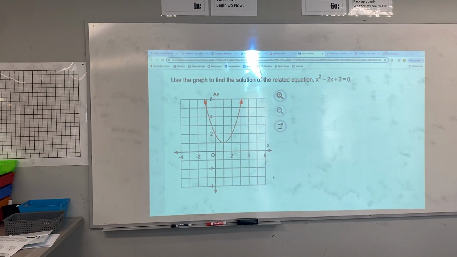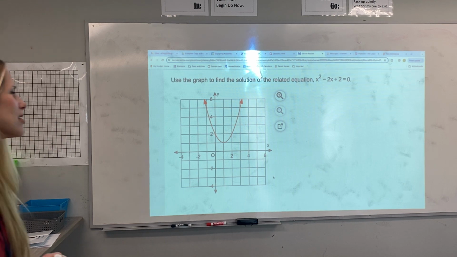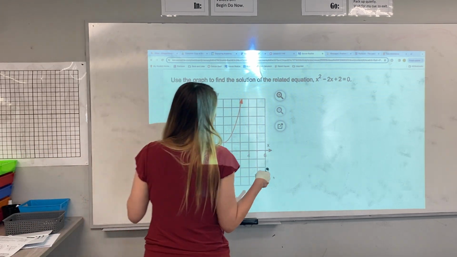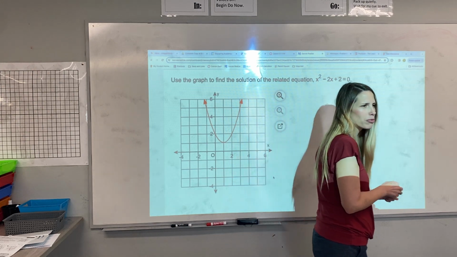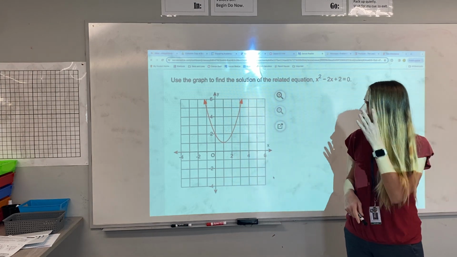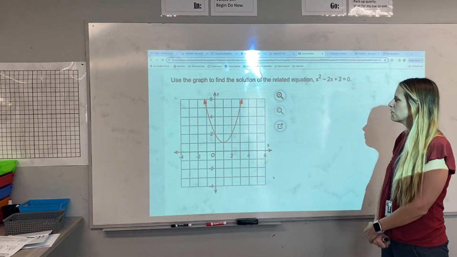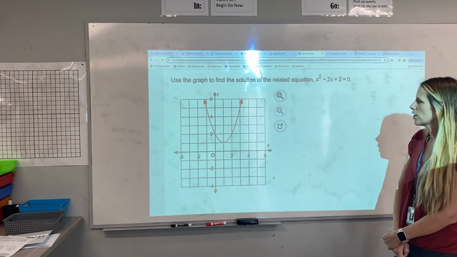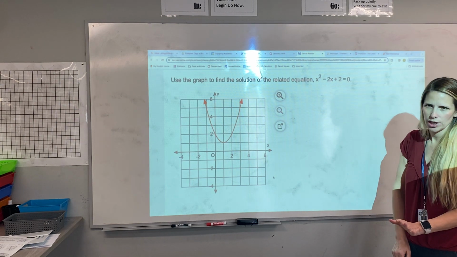Lesson 8.1, only 4 questions. Let's get her done. This is number 1. Your graph might look different from my graph, but the process is the same. Use the graph to find the solution or solutions, right?